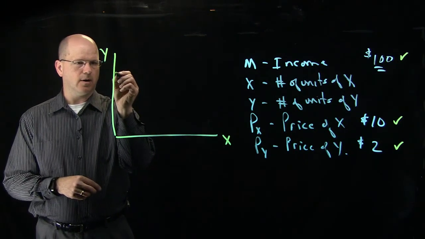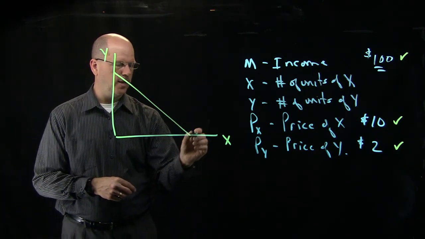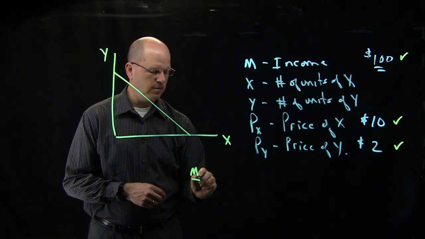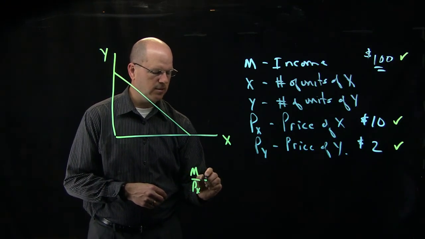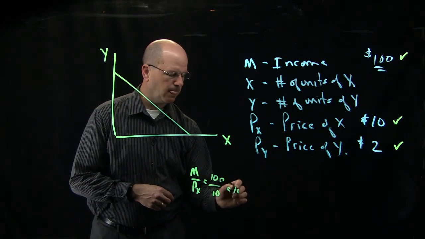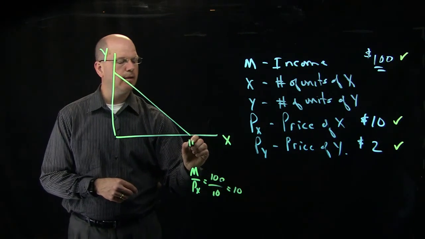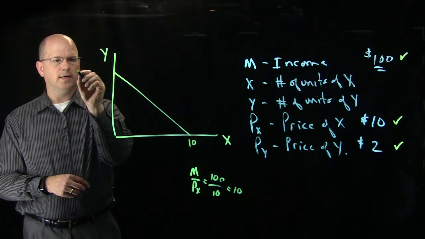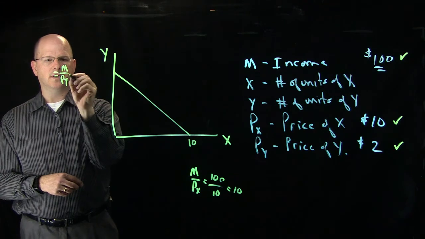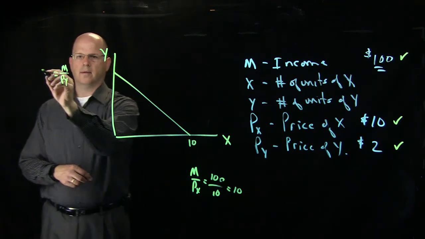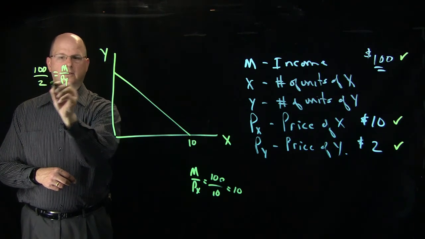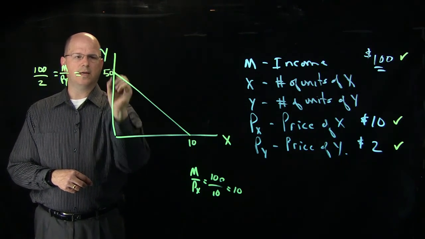So let's start out with our original budget constraint. And what were our endpoints here? It was M divided by PX. So that's 100 divided by 10. So this endpoint was 10. And this one was M divided by PY, which is 100 divided by 2. So this one is 50.